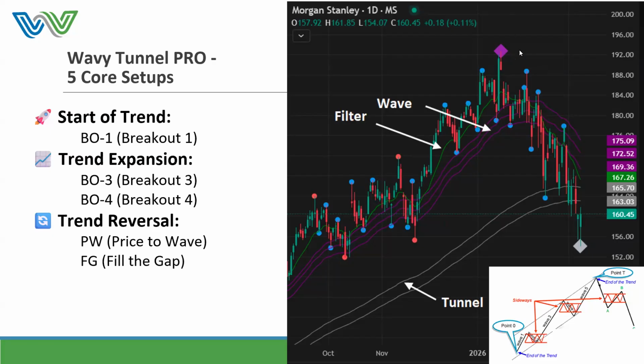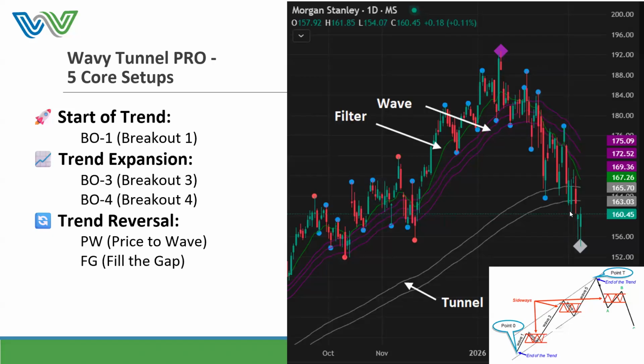And this is your end of the trend move. And this is your price to wave and then fill the gap. So this is your deep, deep correction to below the tunnel. And then we start with the breakout 4. So trend expansion, breakout 3 is during the trend move. Breakout 4 is after we have that significant correction down to below the tunnel.